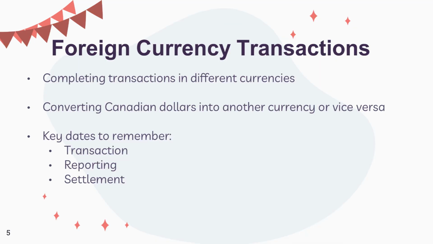Foreign currency transactions are essentially completing transactions in different currencies. That could be, for example, if you have Canadian dollars and you're in Canada, you're doing something in the US and you need US dollars to complete a transaction, or vice versa. You could be in the US and you would need Canadian dollars to complete your transaction.